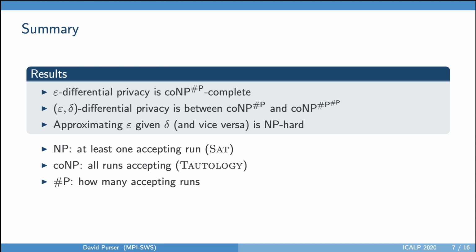Sharp p is the counting analogue of these problems. It's not a decision class, but rather a functional class, where it returns how many of the runs accept. Another thing to remark here is that the class coNP with a sharp p oracle is equivalent to the class coNP with a pp oracle, and so our results could be rewritten using coNP with a pp oracle.